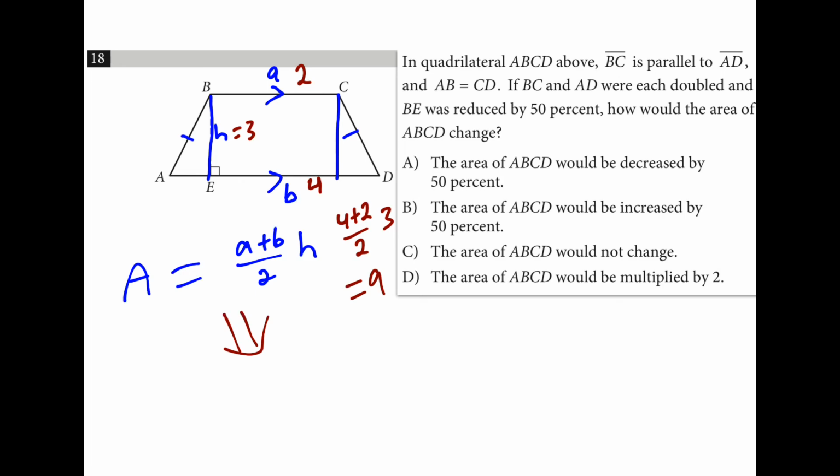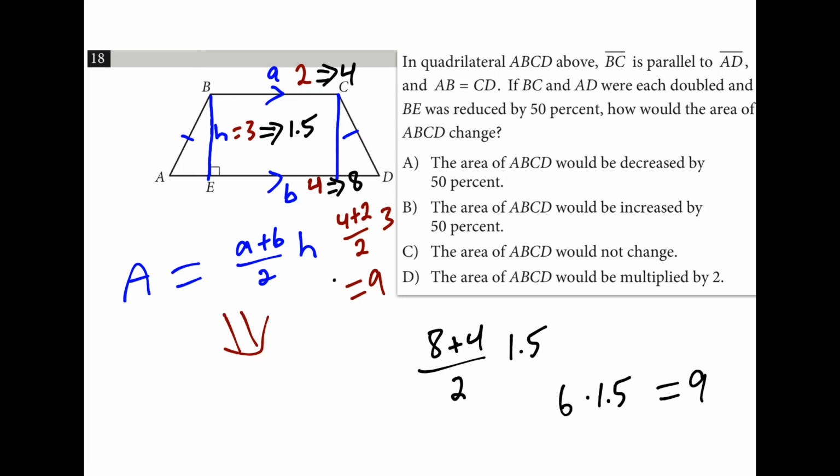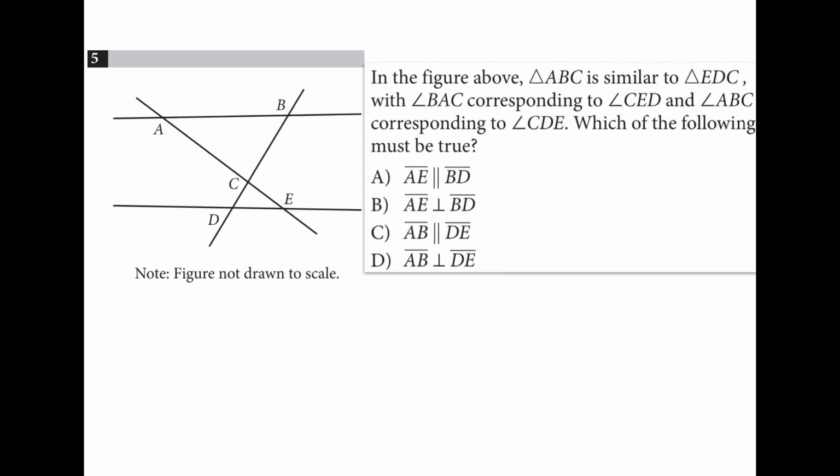Let's try the new shape with these new conditions where my top base of 2 was doubled, so now it's 4. My bottom base of 4 was doubled, now it's 8. And my height is cut in half, so it's 1.5. So I would take 8 plus 4 divided by 2, multiplied by 1.5. So 6 multiplied by 1.5 gives me 9. Are the areas the same? They sure are.